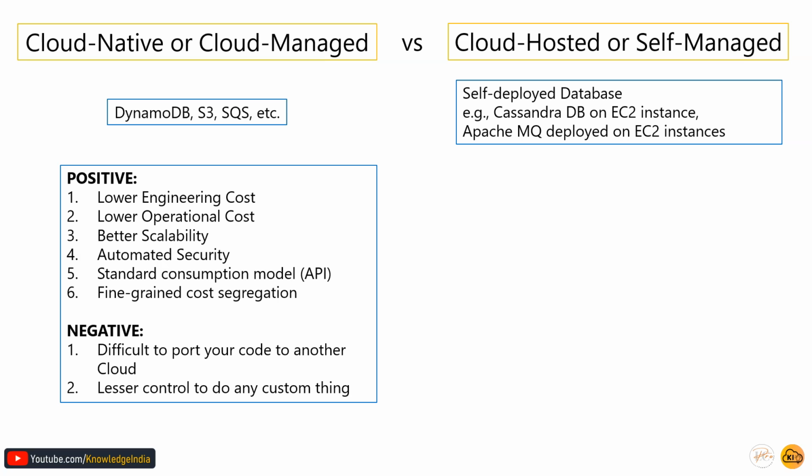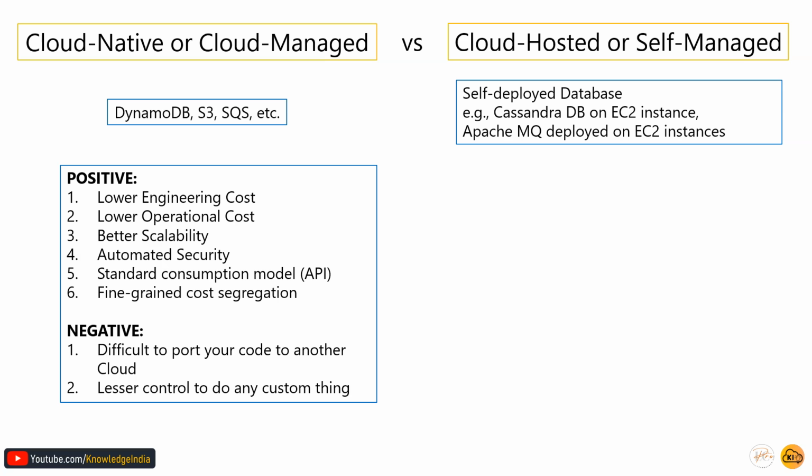The sixth and last point there is fine-grained cost segregation. You can actually break down the cost and say which application is using how much of DynamoDB, or another application is using X amount of DynamoDB, right? You can segregate the cost to a very, very fine-grained level, and you can say who is using how much of database, who is using how much of S3 storage, and all such things.